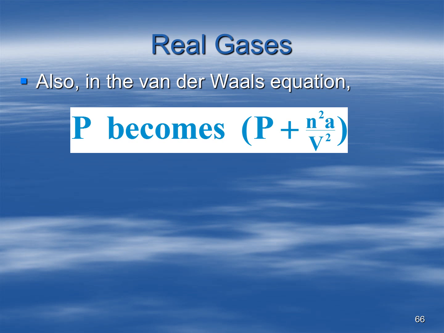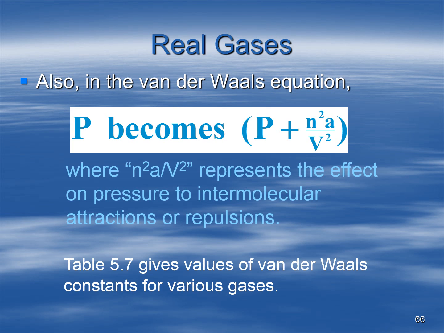Also, in the van der Waals equation, P becomes this kind of crazy thing: P plus n squared a over V squared. N squared a over V squared represents the effect on pressure of intermolecular attraction. So some molecules are polar and they attract each other, some molecules are not, and so there are attractions or repulsions. They're not ideal, but this little n squared a over V squared is a correction for that for real gases.